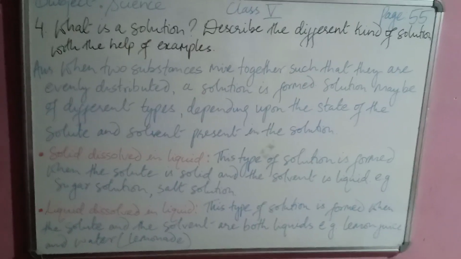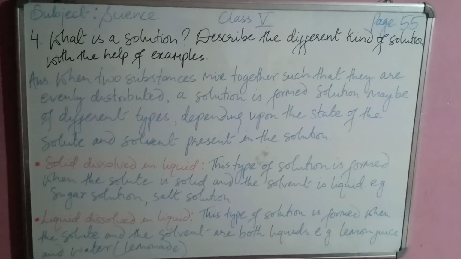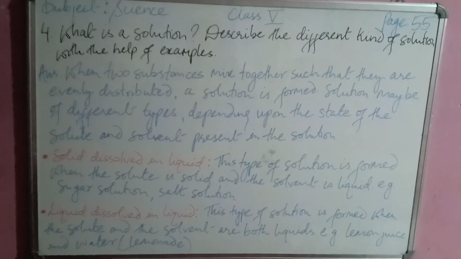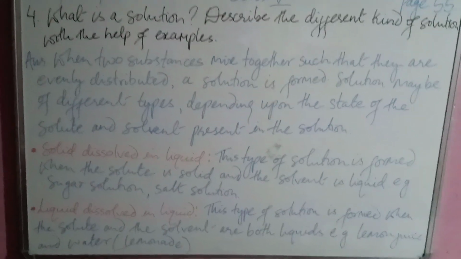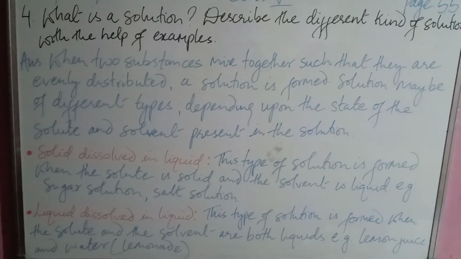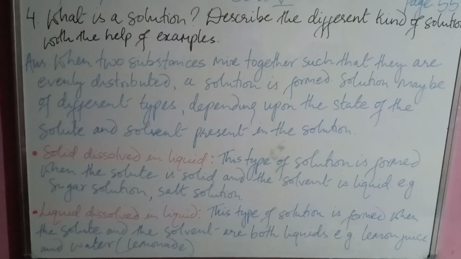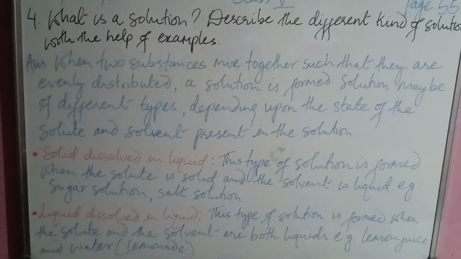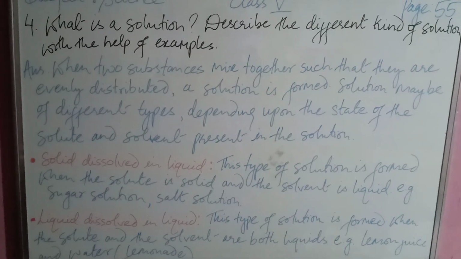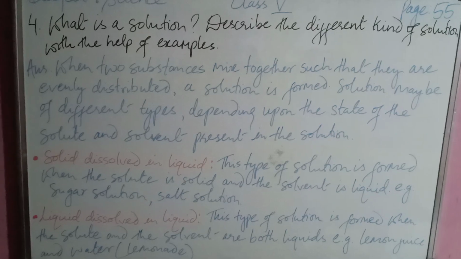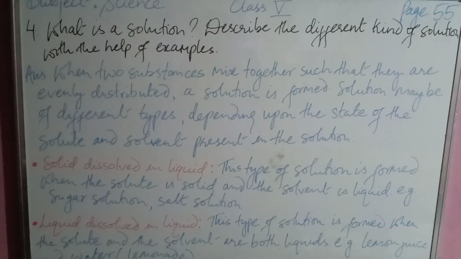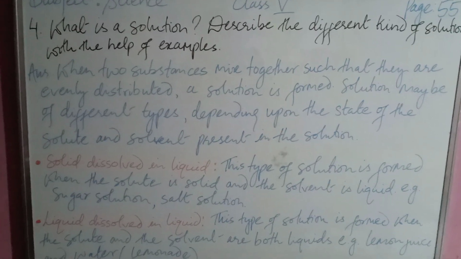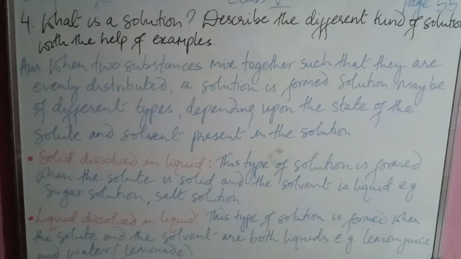Now let's begin with the question number 4. What is a solution? Describe the different kinds of solution with the help of example. So you can write like this. When two substances mix together such that they are evenly distributed, a solution is formed. Solution may be of different types depending upon the state of the solute and the solvent present in the solution.